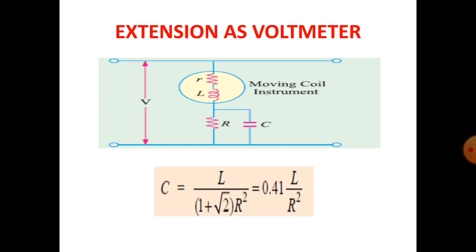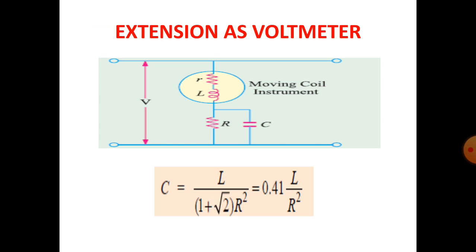So, in order to overcome this problem, a capacitance is connected in parallel to the high valued resistance. This you can clearly observe from the figure, whose combination is in series with the basic MI instrument as shown in the above figure. Therefore, the capacitance value you are going to connect here is given as C equal to L by R square times 1 by root 2, which is nothing but 0.41 L by R square.